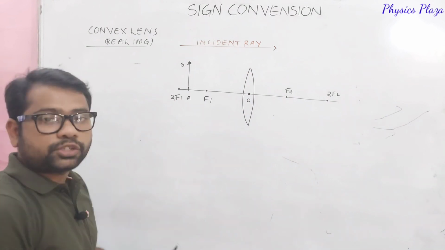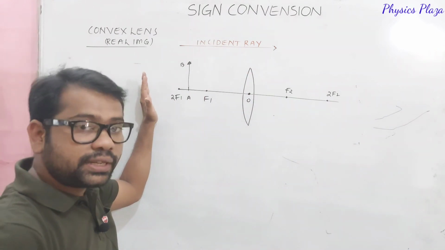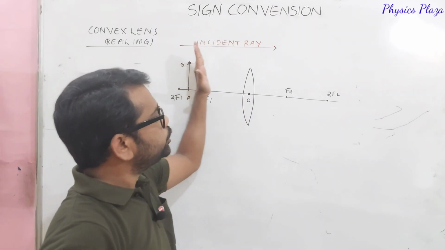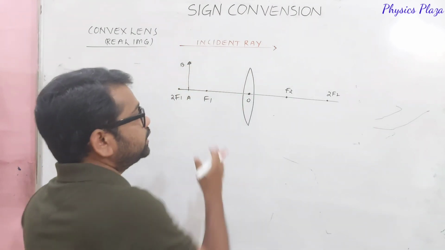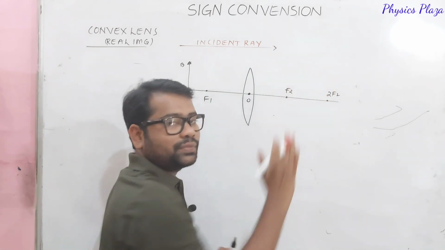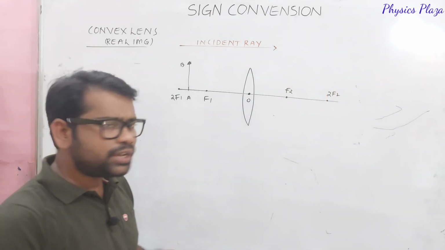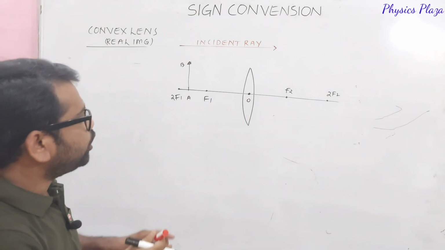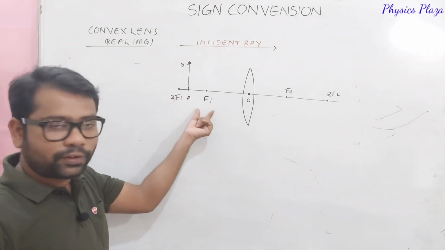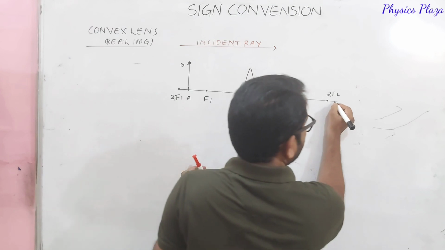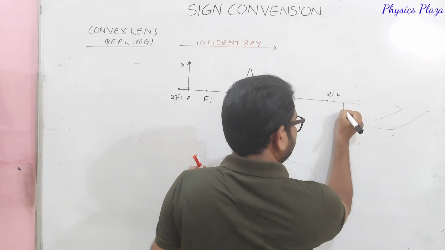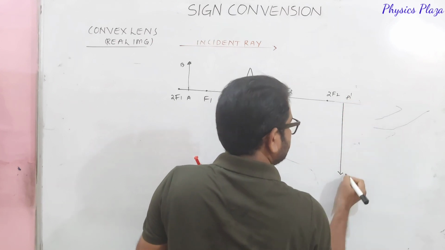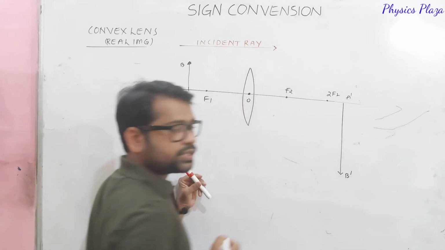As the object is on the left side, obviously to form the image, the light rays will go towards the lens. How are they going? They are going to the right side. And children, especially in this case, where is the image going to be formed? We know that when the object is placed between 2F1 and F1, the image is going to be formed here. This is the image, A dash and here is B dash.